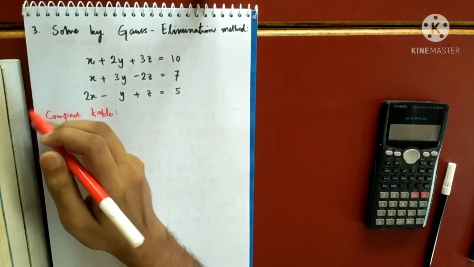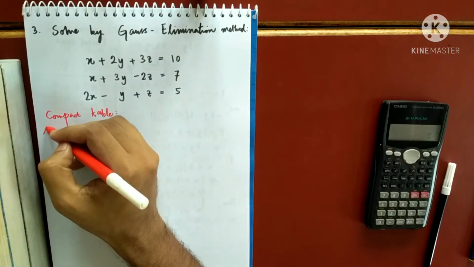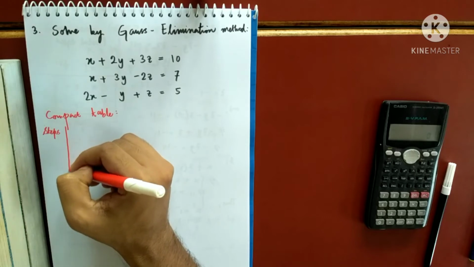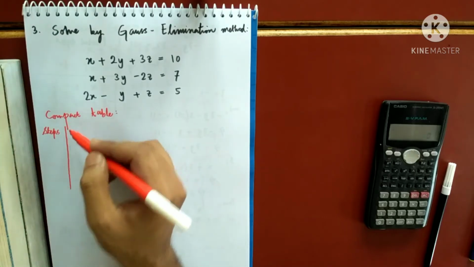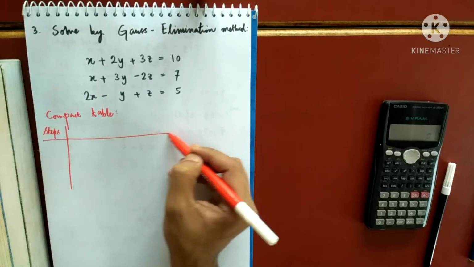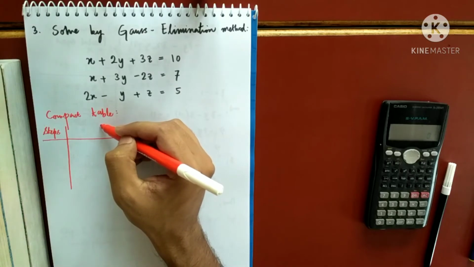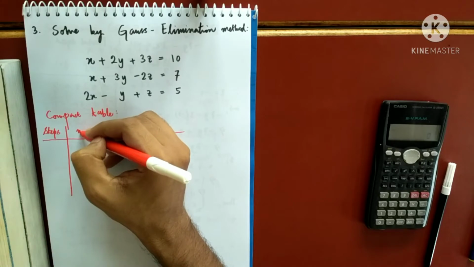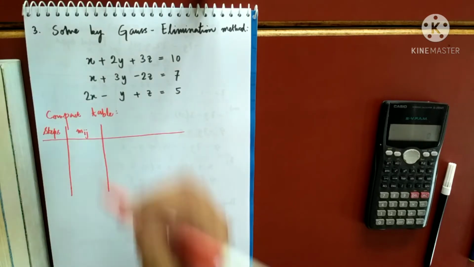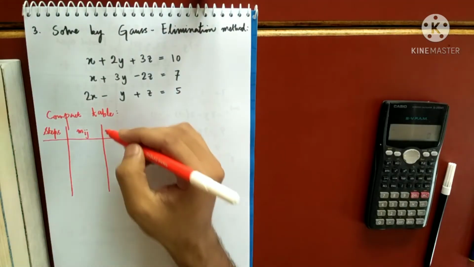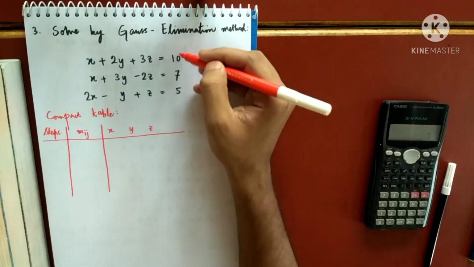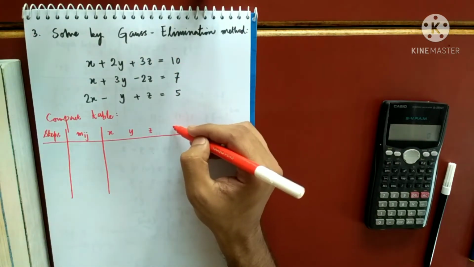How? I will make a table. This table will show me some steps: step 1, step 2, step 3 and so on. Now here I have multipliers. What I mean by that I'll tell you a bit later. So here I have mij's, which are multipliers. I have x, y, z and this number which I call b.